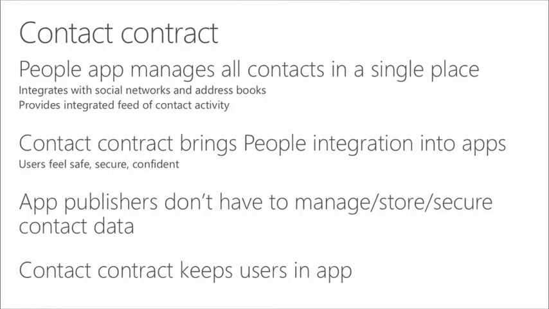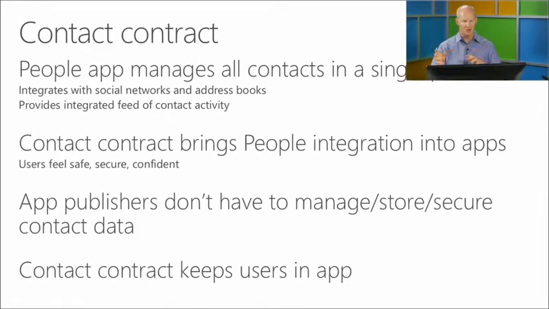Okay, so how does this work? Well, the contact contract is all about integrating the People app and contacts within the People app within your app. So People is the one app that Windows 8.1 users use to manage all their contacts in a single place, coming from many different sources, whether it's a social network or address books and so on. And it provides an integrated feed of contact activity as well as search for contacts and those actions for contacts, like being able to launch mail or call or map and whatnot.